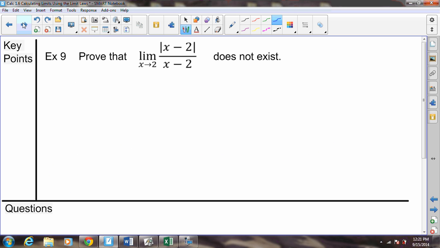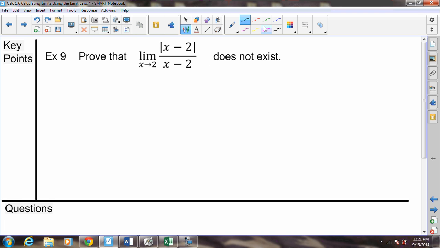Example 9. Prove that this limit does not exist. Okay, if we tried direct substitution, 2 minus 2, 2 minus 2, we wind up with 0 over 0. No, because 2 subtract 2 is still 0. Well, we could do this problem the same way that we had done before.